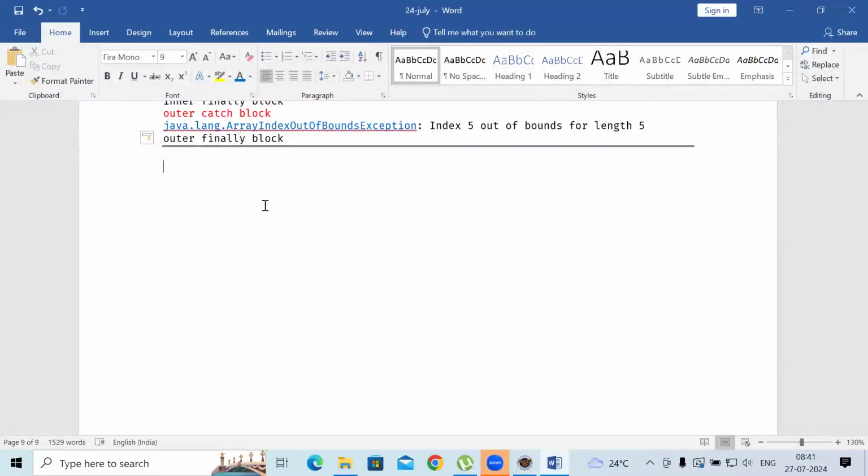Okay. Similarly, in a project, sometimes we also need user-defined exception classes. Yes. We also need what? User-defined exception classes.